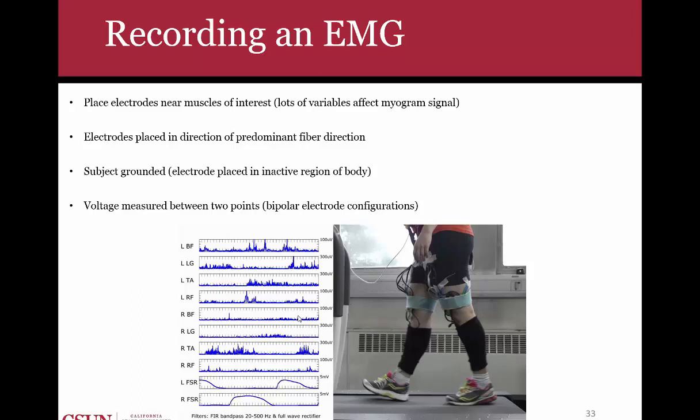All right. Now this is where I'll talk about how to place electrodes. The most important thing is that you place the electrodes near the muscles of interest.